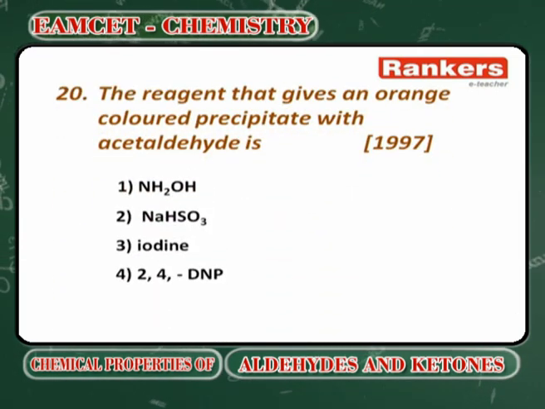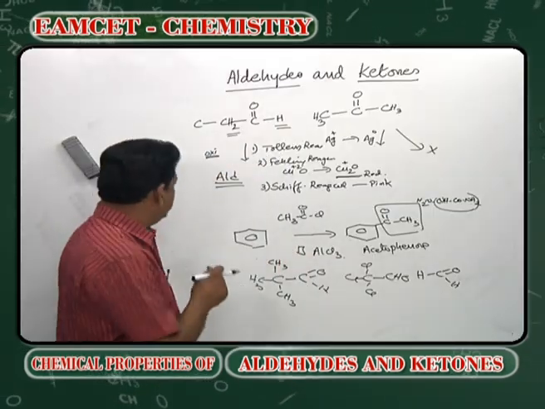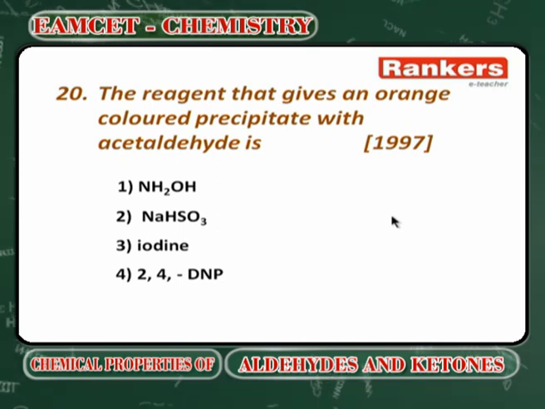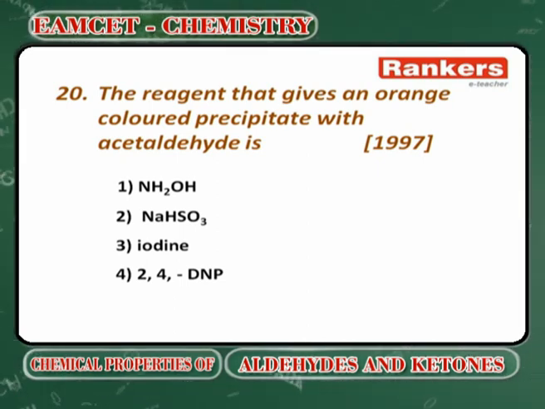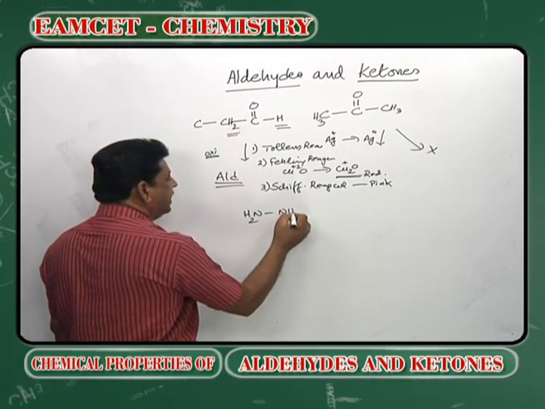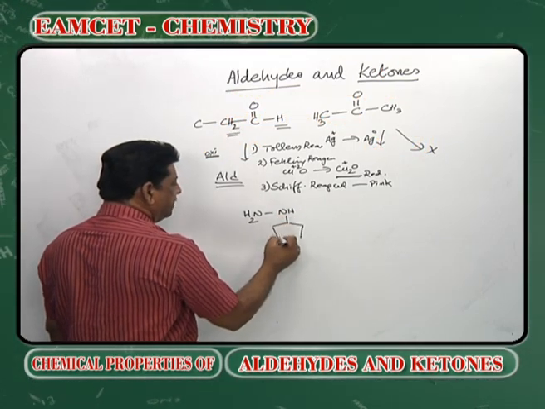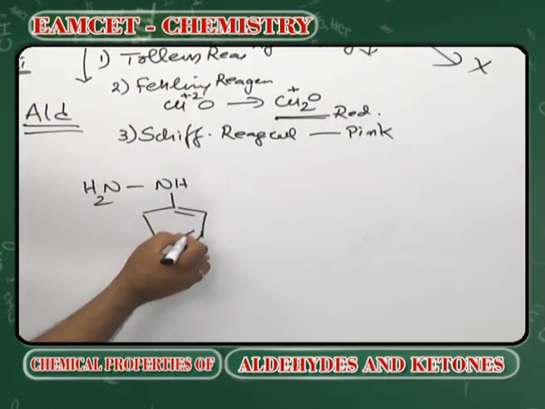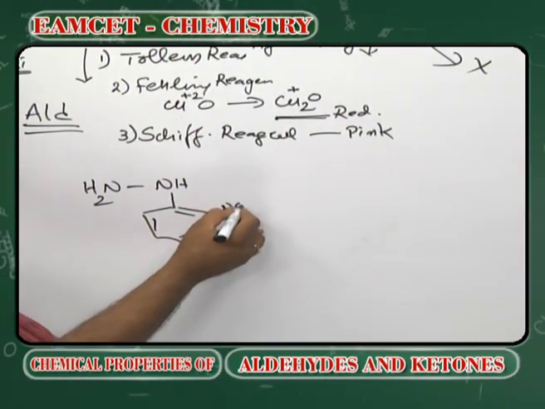Next, the reagent that gives an orange colored precipitate with acetaldehyde. Orange color precipitate means just now we have seen there are 5 reagents, ammonia derivatives. This one, the only one reagent, even the reagent itself is colored in fact. NH2 with a Y. What is that Y? Y is NH with a benzene. If the benzene is there, this is called aniline attached to this one. But in the benzene also we have 2 nitro groups.